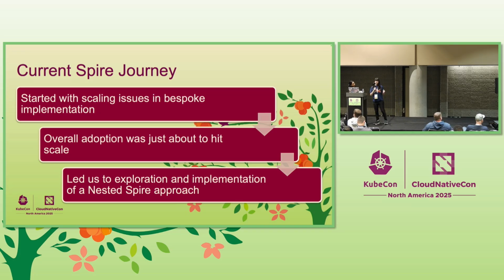So with our journey, just to cover why we use SPIRE, we all want to get rid of static secrets, right? And then why not use the open source CNCF, tried, tested, zero trust solution? So that's the quick why we're using SPIRE. But what we really wanted to address today is how we started with an out-of-the-box implementation, our bespoke implementation, and realized that we were going to have scaling issues with that. As overall adoption was about to hit scale, we thought, we need something highly available and highly scalable, which led us to exploration and implementation of our nested SPIRE solution.